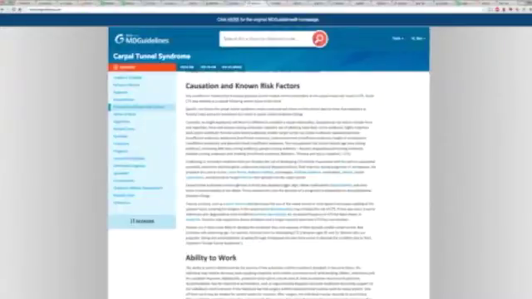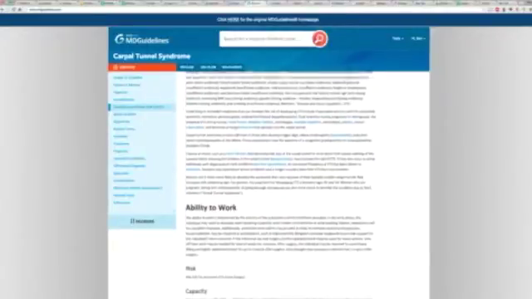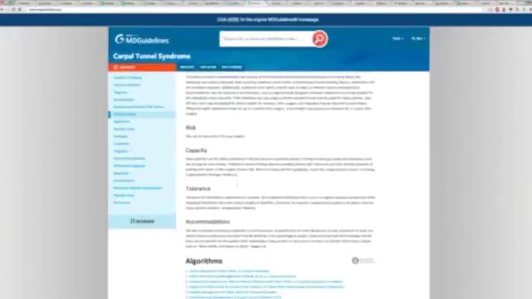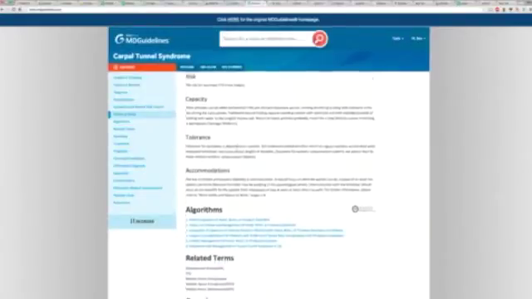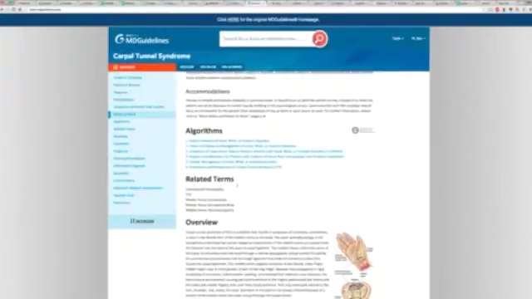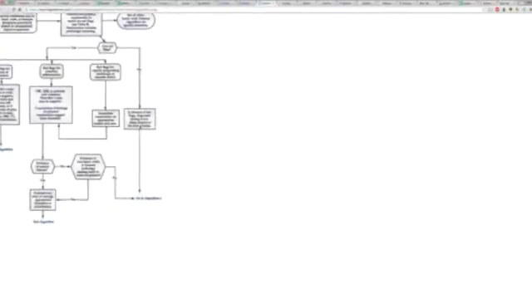Causation and known risk factors is obviously really useful for us as individual practitioners to know why this may have happened in their working environment, and what we can do to try and help overcome that. Ability to work, risk, capacity, tolerance, and accommodations. And then algorithms are just a general overview of what we need to do based on yes/no answers.